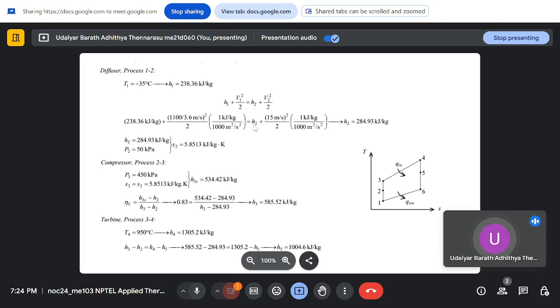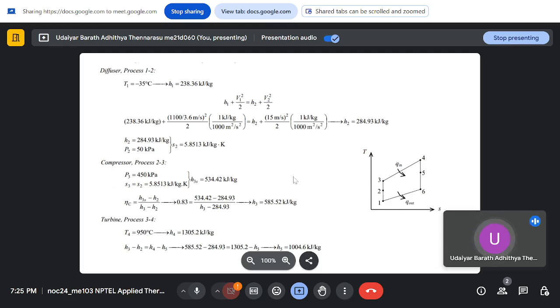Substituting the values here, my inlet velocity is 1100 divided by 3.6, so 1100 into 1000 by 3600. That's what is given. The inlet enthalpy is 238.36, and this gives H2 plus my exit velocity of the turbine, which is given. Substituting that, it's 284.93 kilojoule per kg. So H2 is 284.93 kilojoule per kg, and the pressure is also given as 50 kilopascal. Using that, I can find the entropy is 5.8513 kilojoule per kg Kelvin. So entropy at the exit is known.